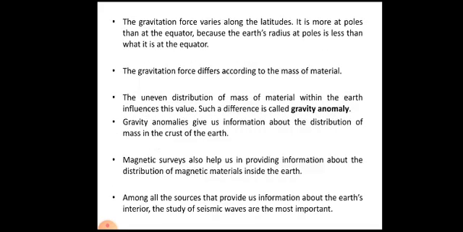So far as gravitation force is concerned, you know it varies along the latitudes. It's more at poles than at the equator because of the radius factor. The radius of Earth is more at equator and comparatively lesser at the poles. Therefore, the value of G is different at both these places. And this value of G also differs according to the mass of the material. And this mass of the material inside the Earth is not evenly distributed.